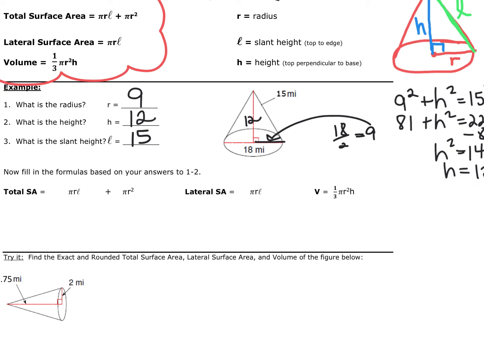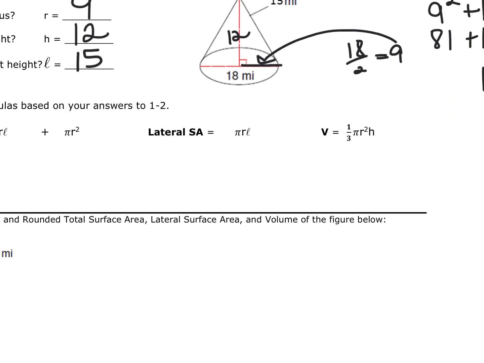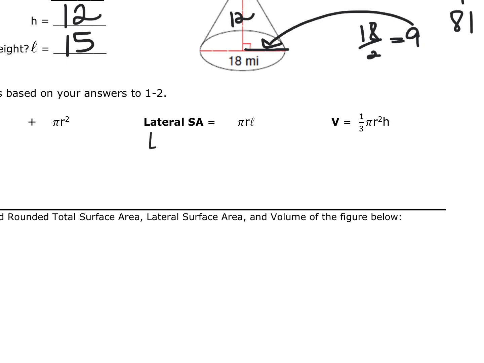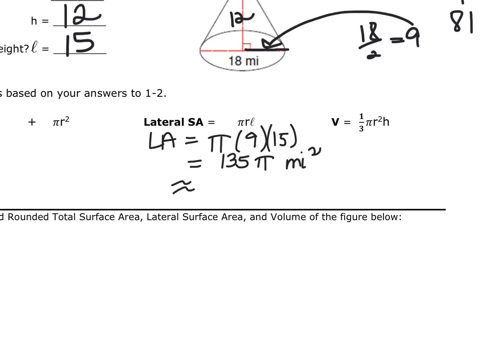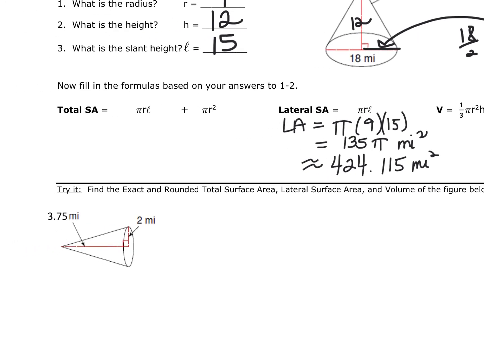All right, so based on our formulas, we're going to do this lateral surface area first. Our LA is pi times r times the slant height. So our exact answer is going to be 135 pi miles squared. But our approximate rounded answer is 424.115 miles squared.